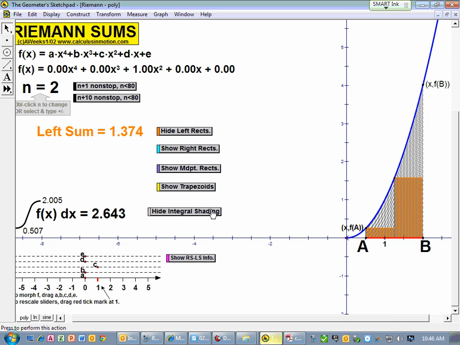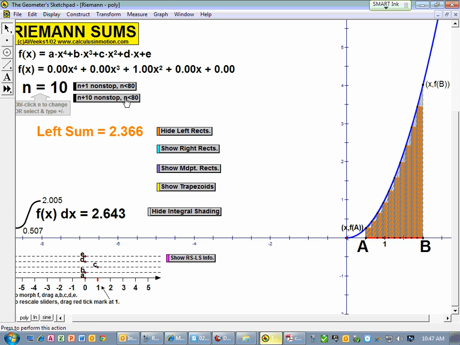Right? So what happens if we increase the number of rectangles? Well, notice what happens. So if I go all the way up to, say, 8 rectangles, 9 rectangles, there we go, 10 rectangles, is it exact? No. But it's closer to the exact area, right? In fact, look at the left Riemann sum and look at the exact area of the integral. Closer, right? 2.366 versus 2.43. So how could we get even closer?